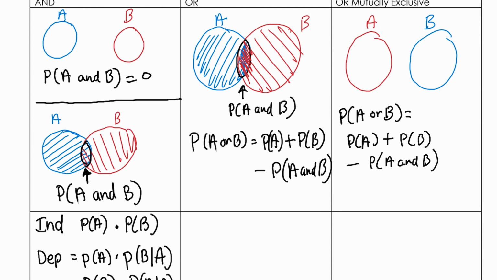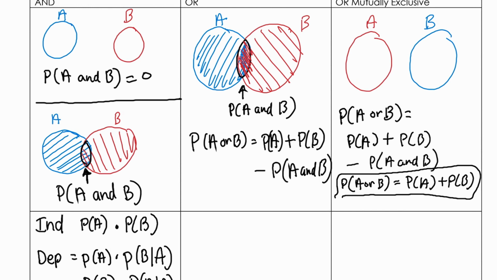Since in the case where the two events are mutually exclusive, that overlap doesn't exist. So the probability of A and B is going to be 0. So when you have mutually exclusive events, your probability of A or B is just going to be the probability of A plus the probability of B, because if you go to subtract off the overlap, there is none. So you can just add the probability of the two events if the events are mutually exclusive, meaning it's impossible for them to happen at the same time.